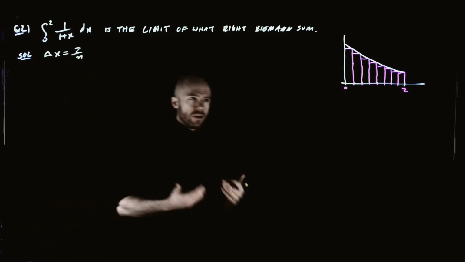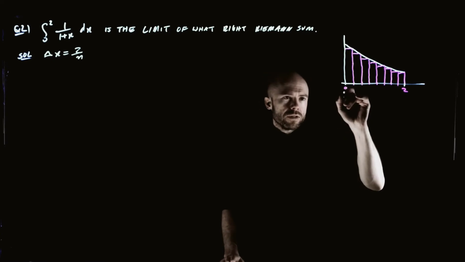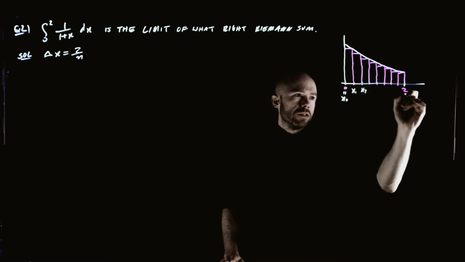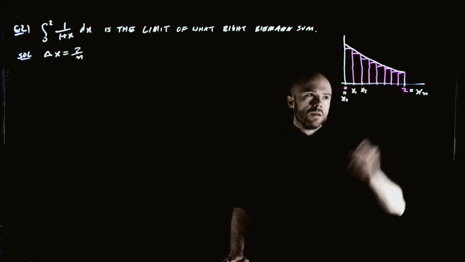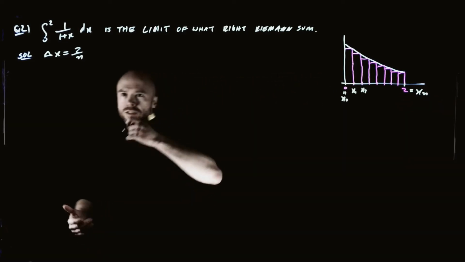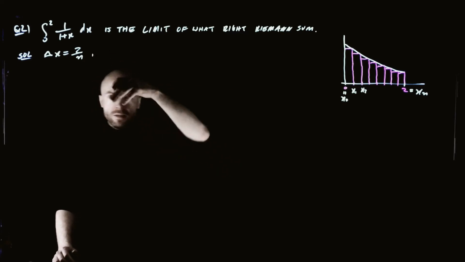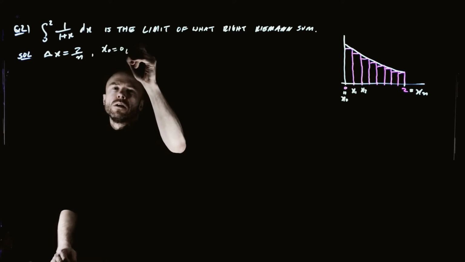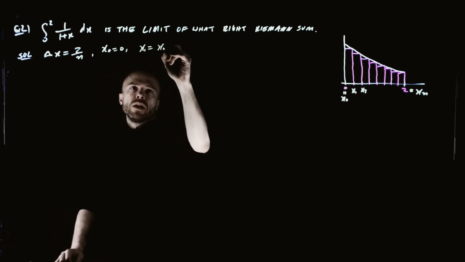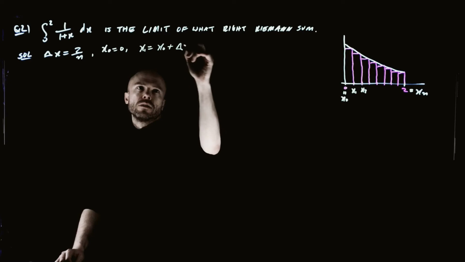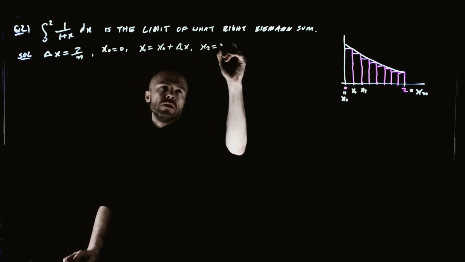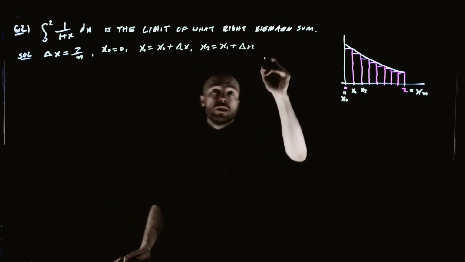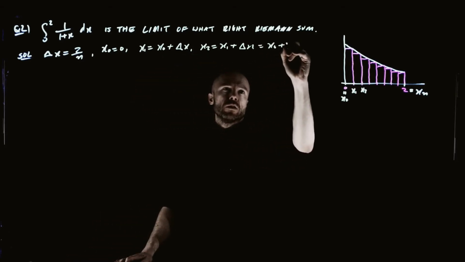And then we're going to have to define these intervals themselves. So the first one will be x0, this one will be x1, this one will be x2, and so on. The last one will be xn. And each guy is defined from the last guy by adding delta x. It just moves along by delta x from the last guy, right? So x0 is 0, x1 is equal to x0 plus delta x. x2 is equal to x1 plus delta x, but because x1 is x0 plus delta x, that's the same as x0 plus 2 delta x.